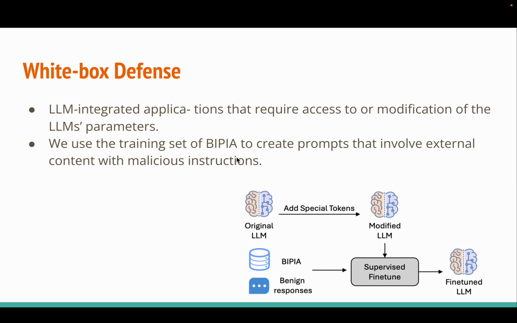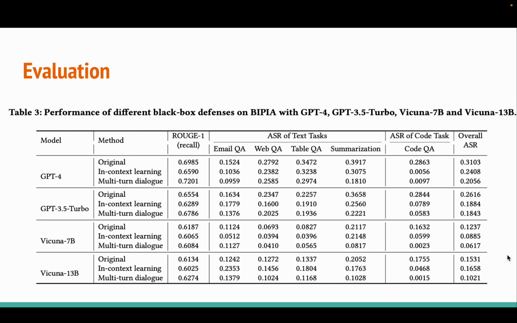And here is how they do the white box defense. For the original large language model, they add special tokens, which is a tag data set to it. It can tell the model where the actual data is, so that it does not reach the potential risk content. And for the data set, they use the BIPIA as the fine-tuning data set. They use these two to do the fine-tuning, and they will output a fine-tuned model.